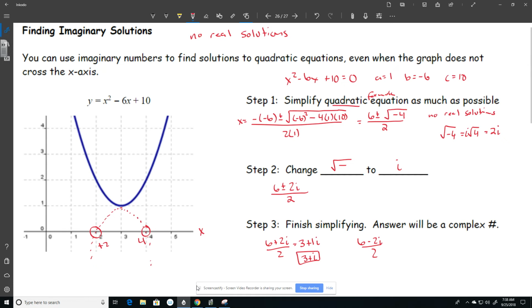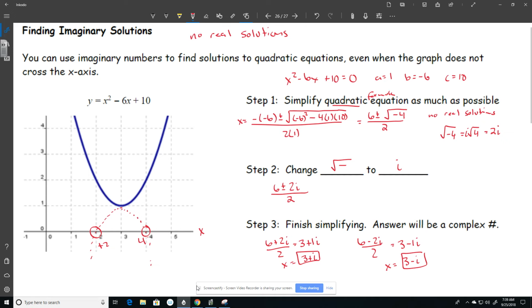The complex number 3 plus i is what x equals for this imaginary solution. This one, 6 minus 2i divided by 2. Again, I can't subtract 2i from 6 because that's an i, and this is a constant. But what I can do is divide by 2. 6 divided by 2 is 3. -2 divided by 2 is -1i. So this just becomes 3 minus i. And that's my other imaginary solution.